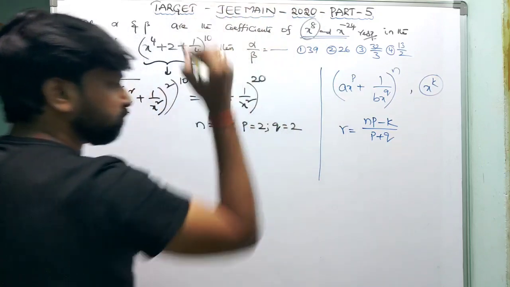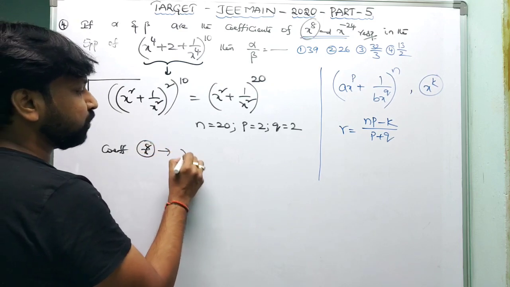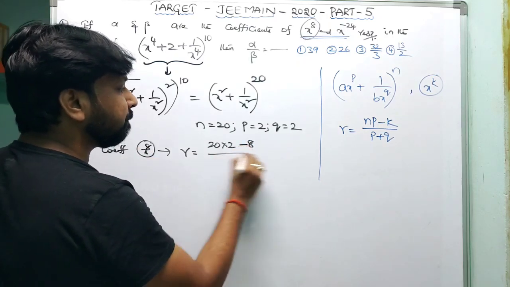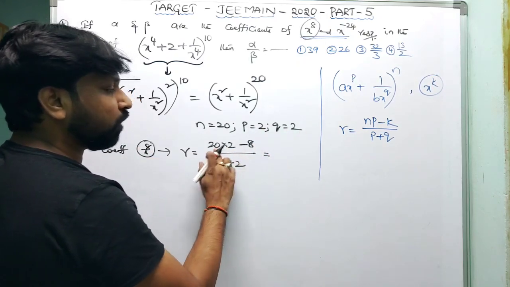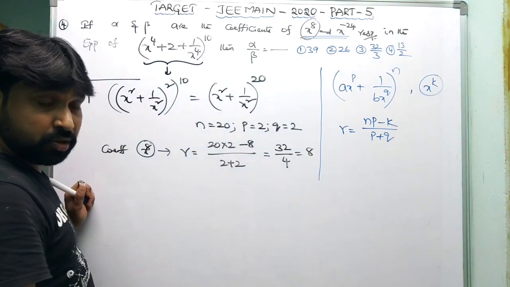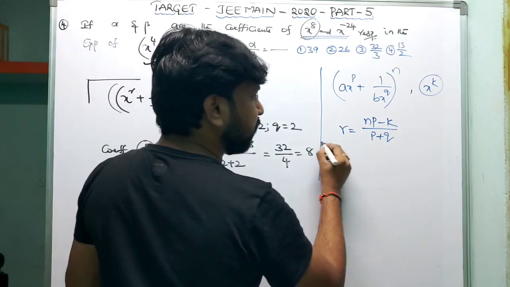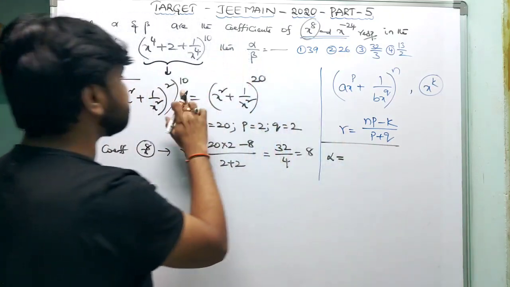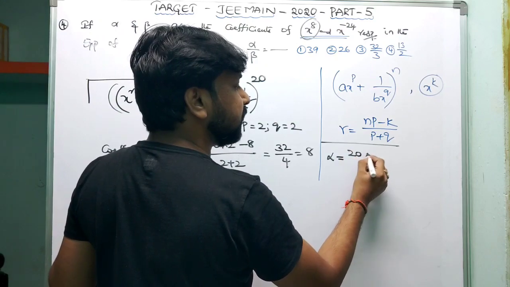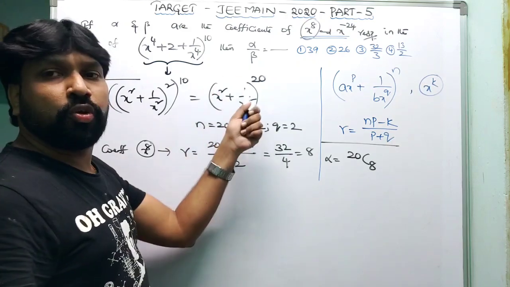Now you are going to find out first the x power 8 term. So for the coefficient of x power 8 I am checking. For this r value, r is equals to np minus k by p plus q, 20 into 2 minus k. K is equals to how much? 8, by p plus q, 2 plus 2. That is 40 minus 8, 32 by 4, 8. So r is equals to 8, which means you can find out the alpha value very easily. We can write alpha is equals to nCr. N means you don't look at this one now, now look at this is your expansion. nCr, r is equals to how much? 8. x power n minus r, y power r means you are going to get the coefficient of x power 8 only.